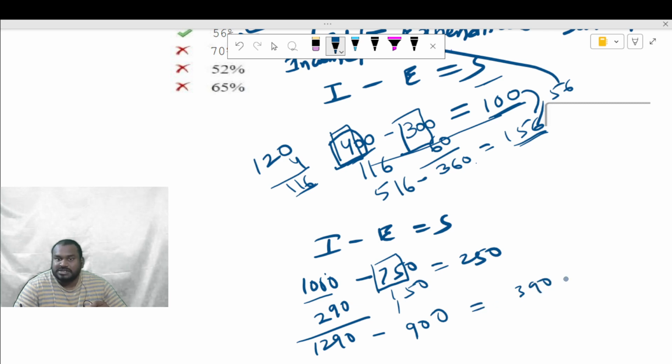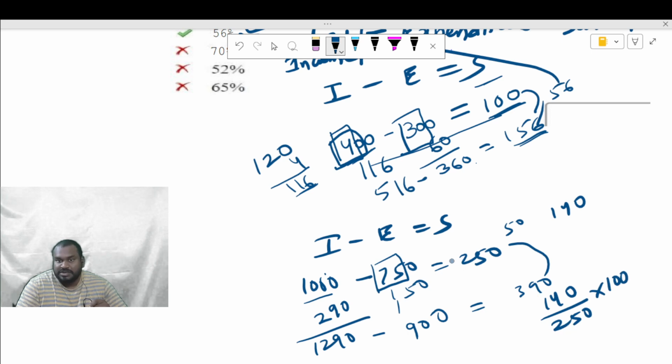So what is the difference you got? 250, 390. How much difference? If you add 50, it is 390. 140 is the difference. So 140 by 250 into 100. Why 250 here? Because the initial value is 250. On this, we need to find the percentage change, increase or decrease. So 140 by 250 into 100.